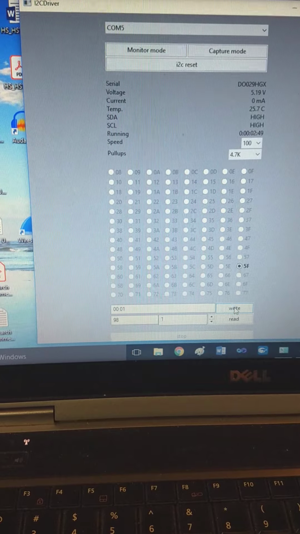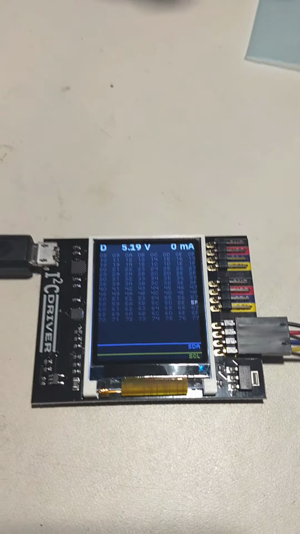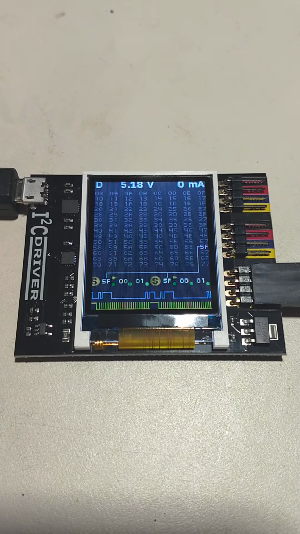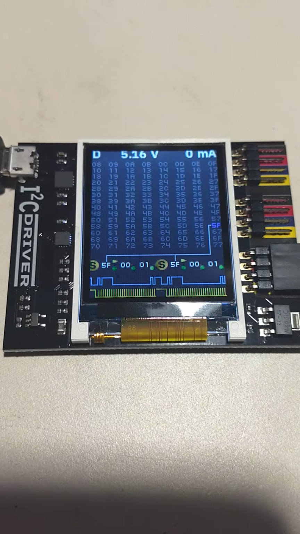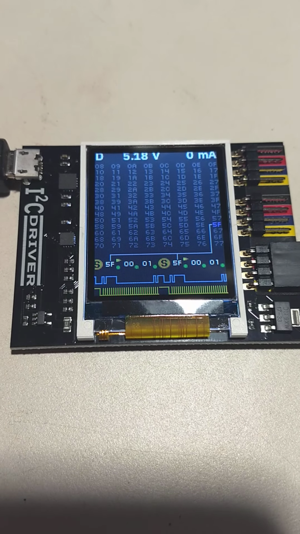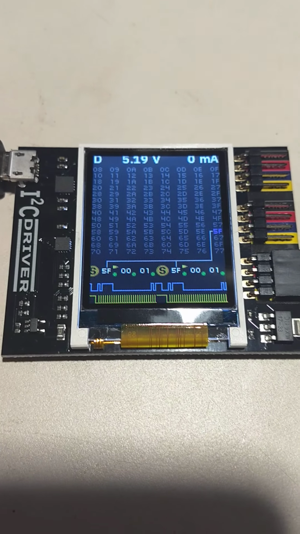So the first thing I have to do is write to the register address, and that's 0001. So I'm going to do a write, and you should see on my I2Cdriver when I do the write. Okay, you see a 5F, that's the address of the bus. Then you see a 0001. I actually did it twice here. But then you see the stop condition.